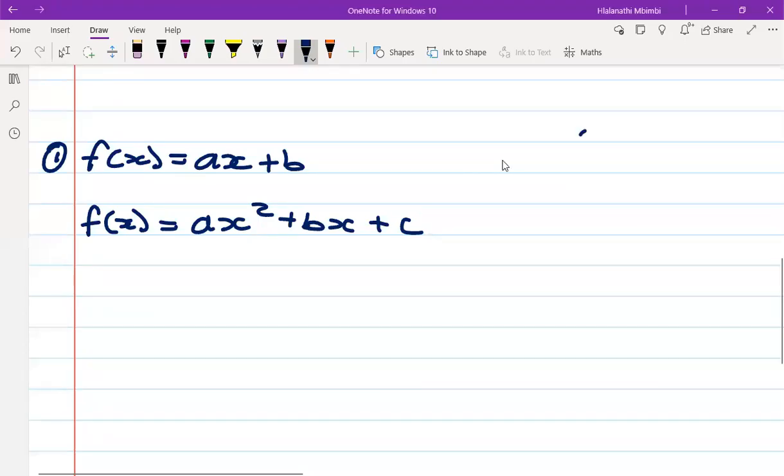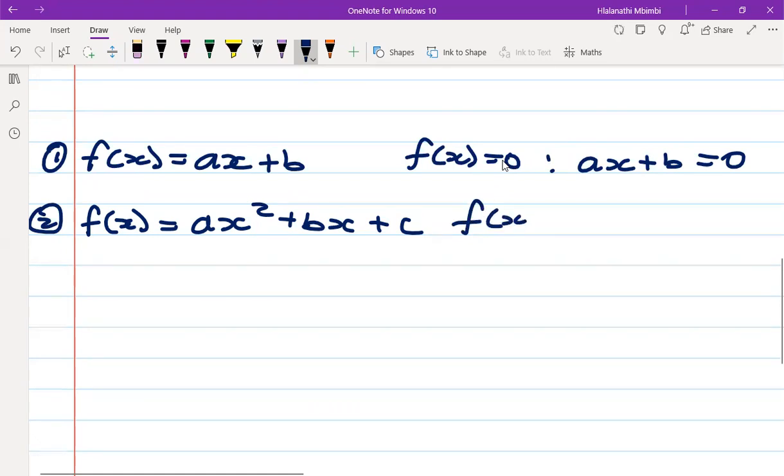Okay, so by now we know how to solve functions. That's our linear function, and this is our quadratic function. If you set f of x to 0, you will end up with something like ax plus b is equal to 0. We pretty much know how to solve that.